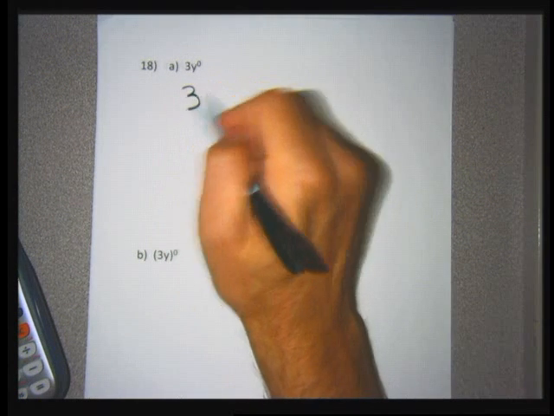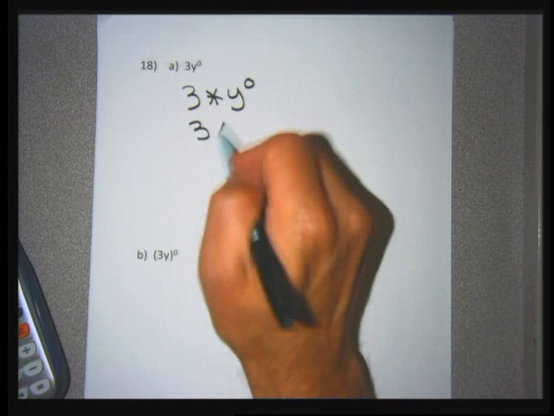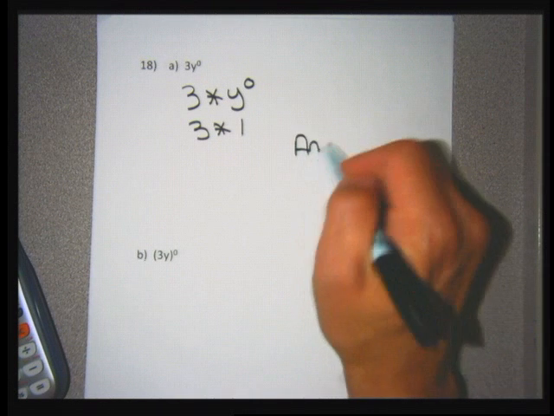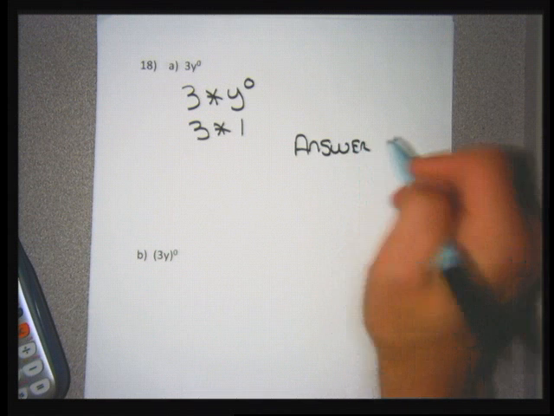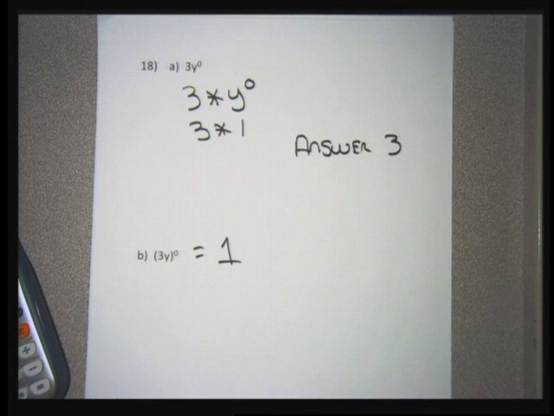18, I couldn't do on my calculator, but it's the same trick. 18A isn't going to equal 1 because the 3's not in a parentheses. I think of this as 3 times y to the 0, which is 3 times 1. The exponent of 0 doesn't apply to the 3 when the 3's not in a parentheses, and only the y to the 0 turns into 1, and then I multiply by 3. So the answer to 18A is going to be 3. Whereas B, the entire contents, both the 3 and the y, are in the parentheses with a 0 outside, that's when I get a 1.